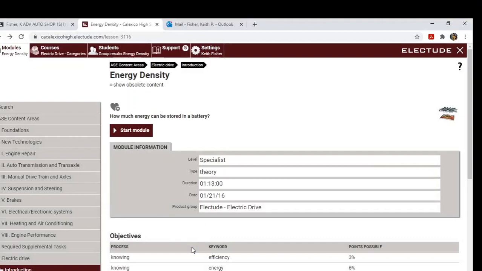Okay, energy density. We're going to be examining this lesson. There's a lot of math formulas, so I'm going to help you all through it.